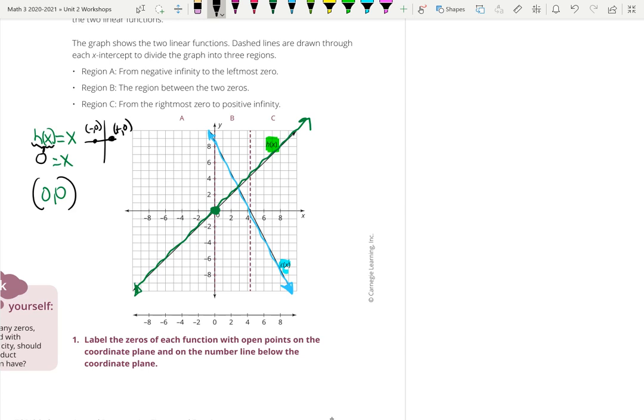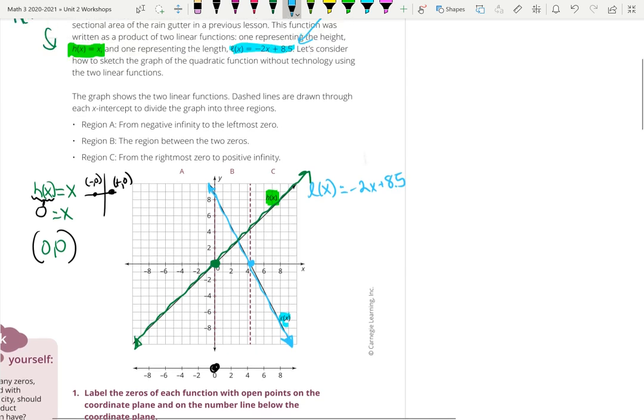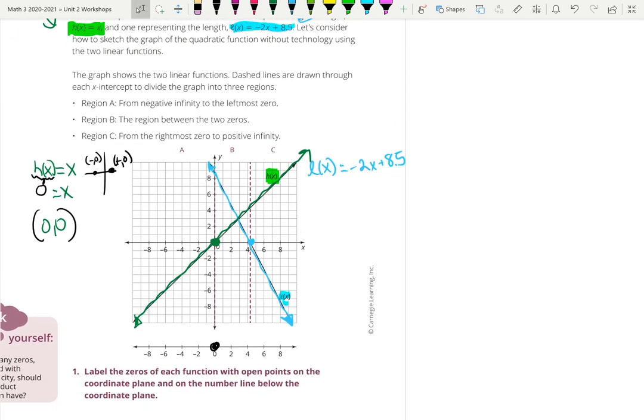Okay, one of my zeros is here. My other zero from my other line is here. But notice how it's between 4 and 6 and it's not exactly on a grid line. To algebraically find it, I would use L of x is equal to negative 2x plus 8.5. So I'm going to do the same thing. All x-intercepts have a y value of 0. And I'm going to solve this equation using inverses.